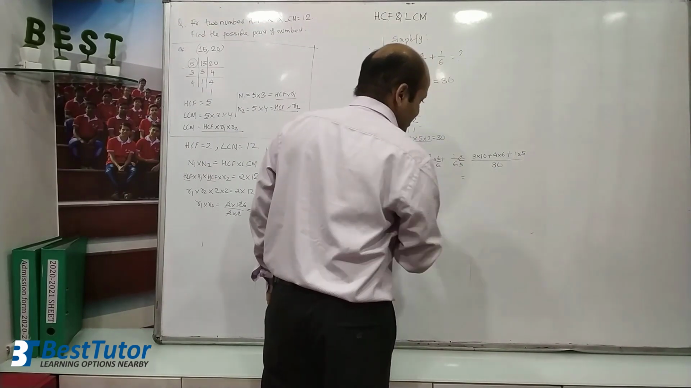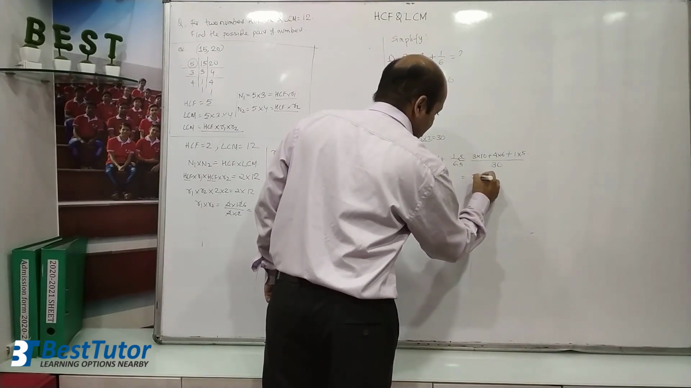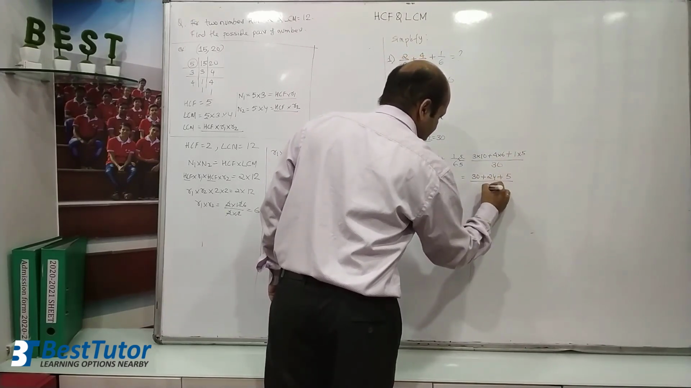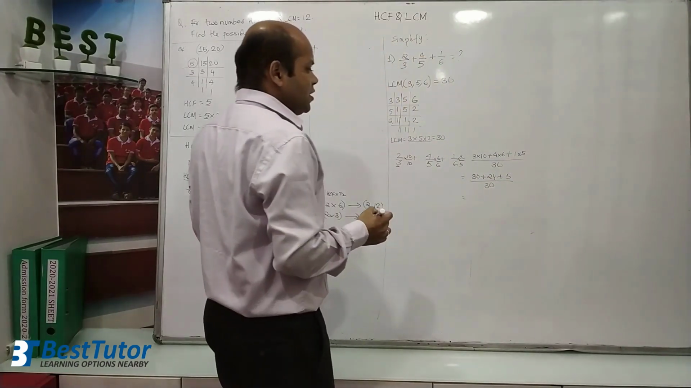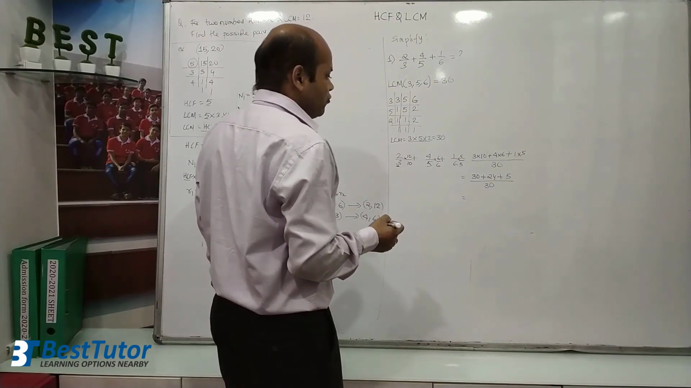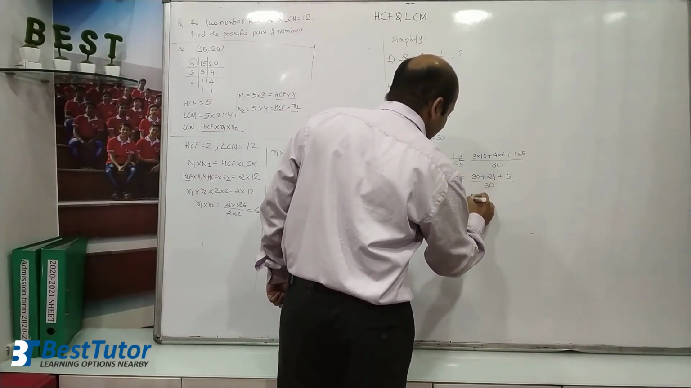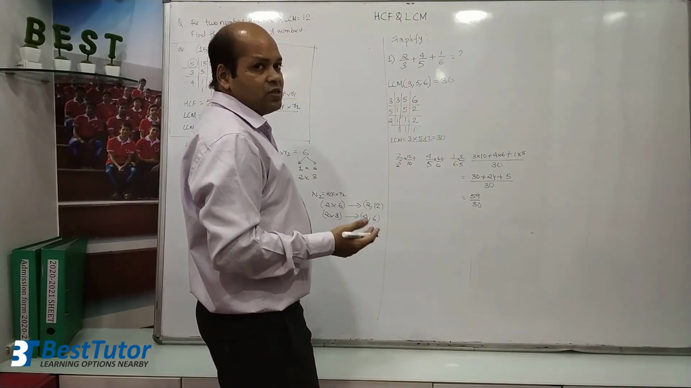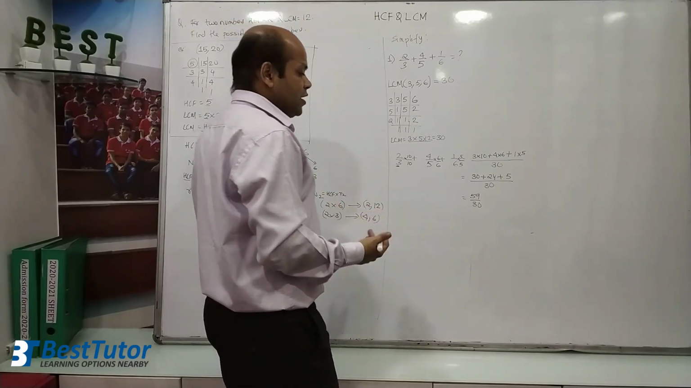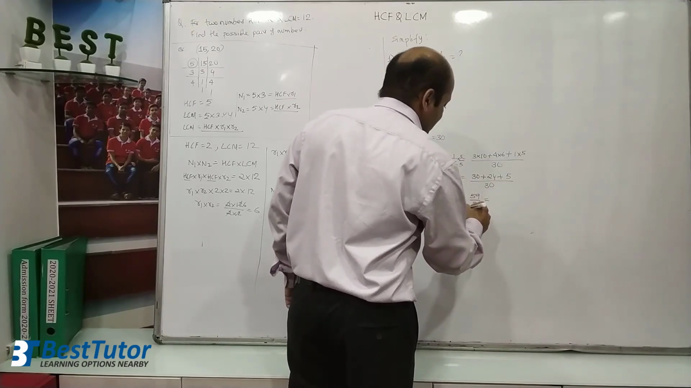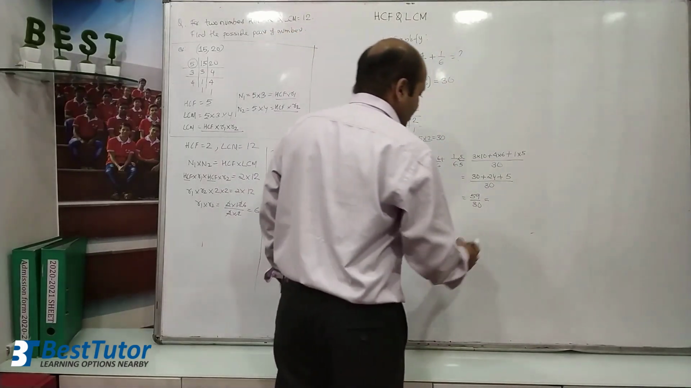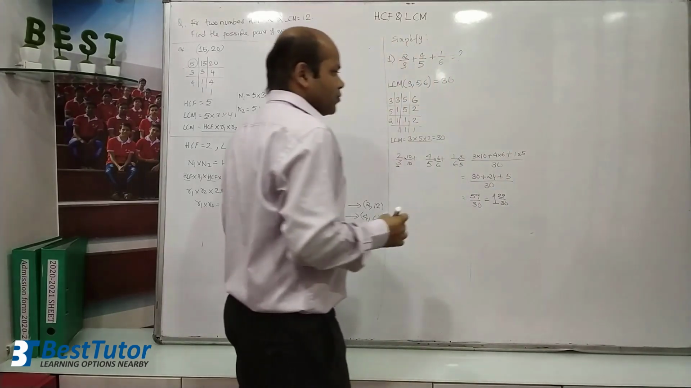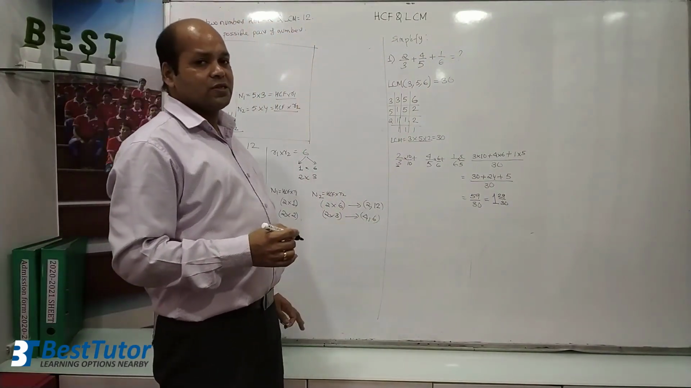So finally, what we get is 3 into 10 is 30, plus 4 into 6 is 24, plus 1 into 5 is 5, divided by 30. I get 30 plus 24 is 54. 54 plus 5 is 59. 59 by 30 is the answer. Okay? You may get questions on converting into mixed fractions, which you have done in the chapter number system. When I divide by 30, 59 minus 30 is 29. So answer is 1 and 29 by 30. Okay? That's the way you get questions.